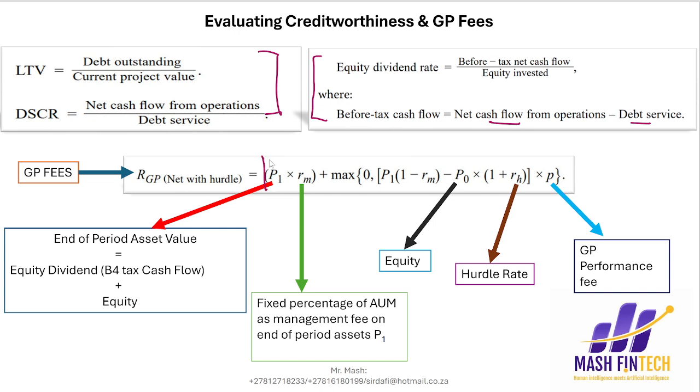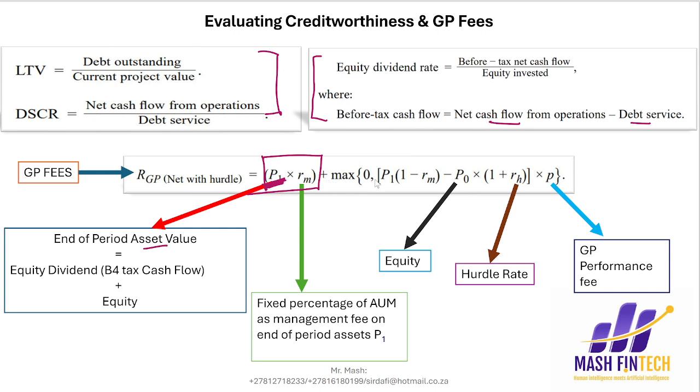This first part is just the management fees. We are going to use the value of the firm at the end of a particular period, or the value of the asset at the end of a particular period. So let's say after a year, the firm has accumulated cash flows of 20, and initially we had invested 100. It's going to be 120. So this is the end of period value of asset. This is the management fee, the percentage of the management fee.